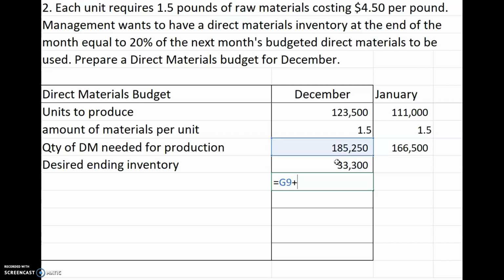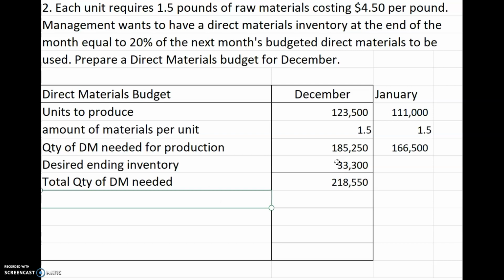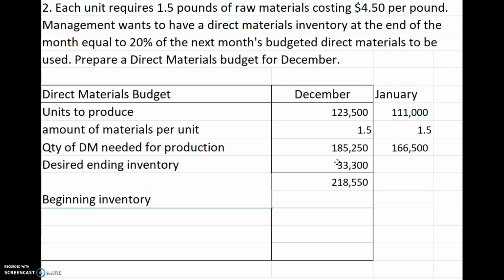So the quantity needed for production plus our desired ending inventory gives us our total quantity of direct materials needed. We're trying to figure out what we need to buy. We don't need to buy all of that because we had a beginning inventory of raw materials. So we would have started December with whatever we ended November with. And so our ending inventory for November would be 20% of December's quantity of direct materials needed for production.